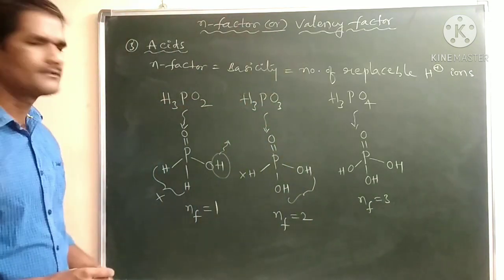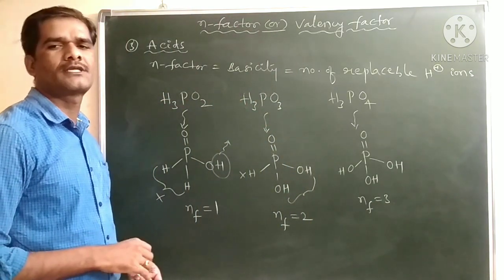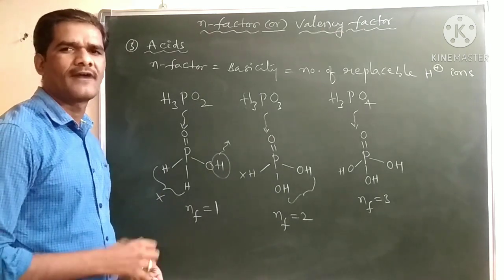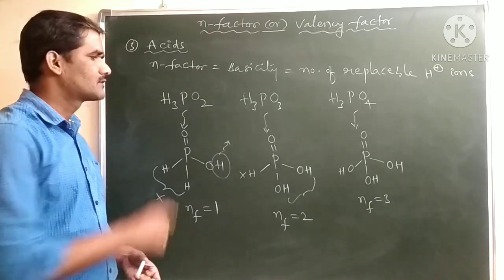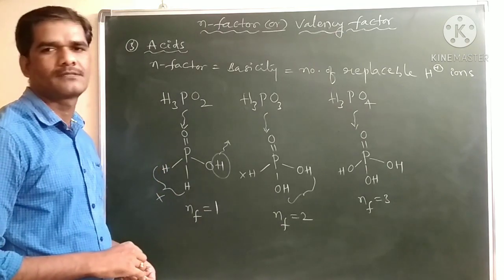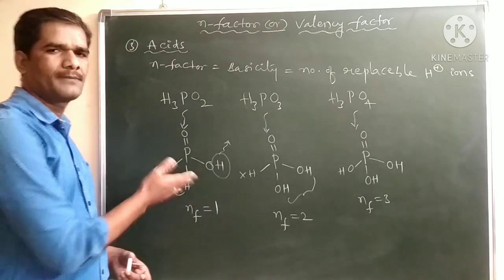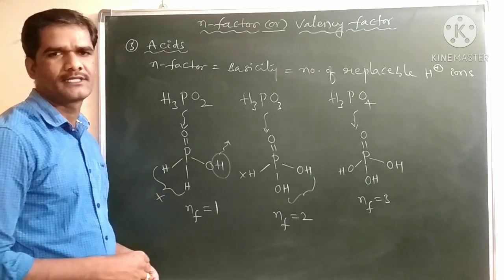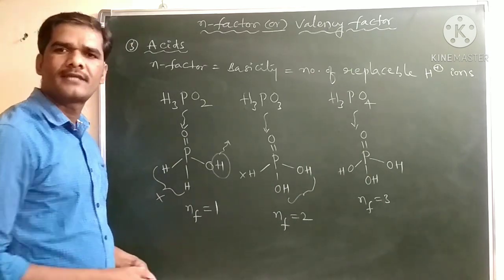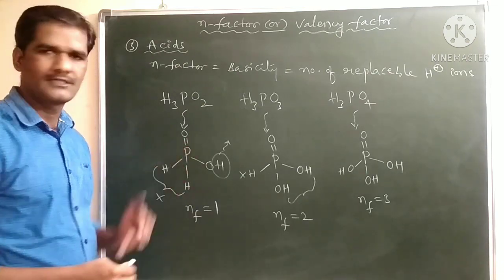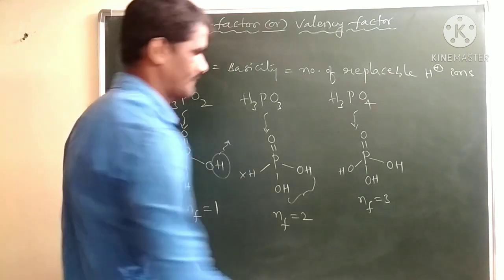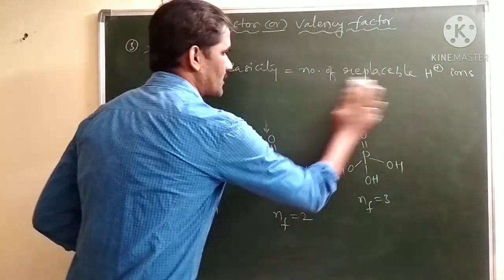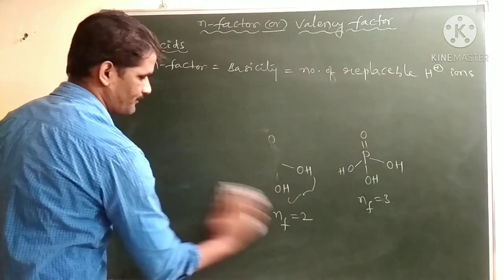So sometimes we assume that whatever the number of hydrogens the acid contains is its N factor, but this is not the case. It depends on the number of replaceable H plus ions. In all the previous cases, whatever the number of hydrogens the molecule contained, we took that as the N factor directly, but this is a special case we have to keep in mind. And next, one more special case here.